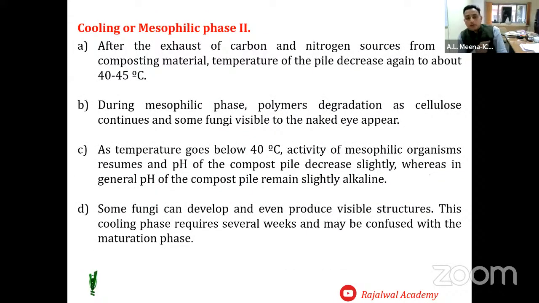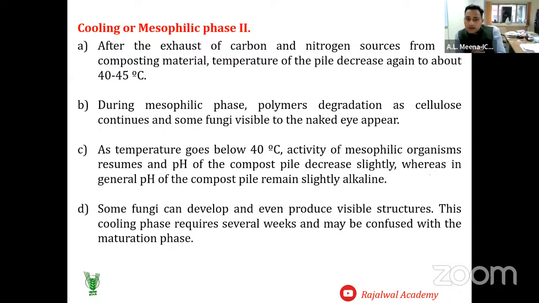Then the third phase will be the cooling phase, or the second mesophilic phase. So in the first phase, mesophilic microorganisms degrade your easily decomposable material. In the second phase, the temperature will rise, and then the thermophilic bacteria will degrade the cellulose and hemicellulose material, and then again the temperature will go down, and after the exhaustion of carbon and nitrogen sources from the composting material, the temperature of the compost pile decreases again to 40 to 45 degrees Celsius.